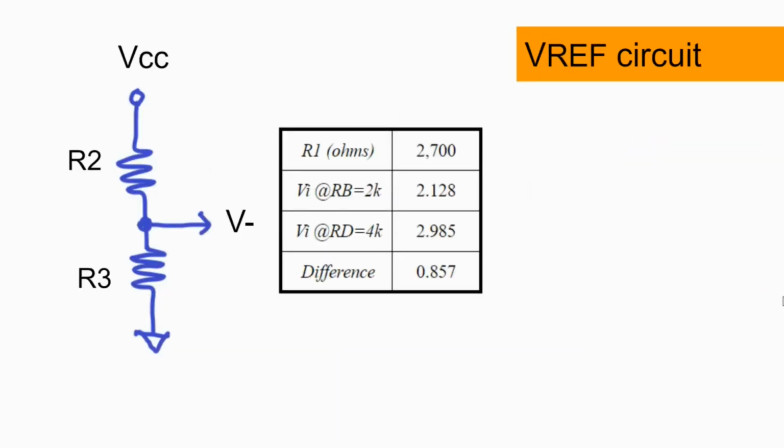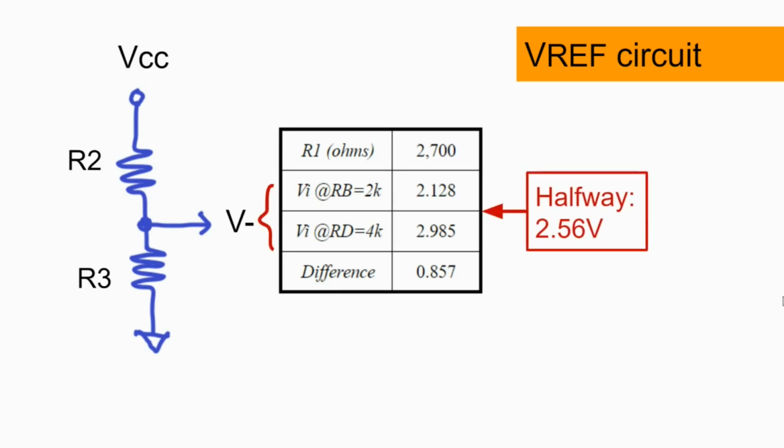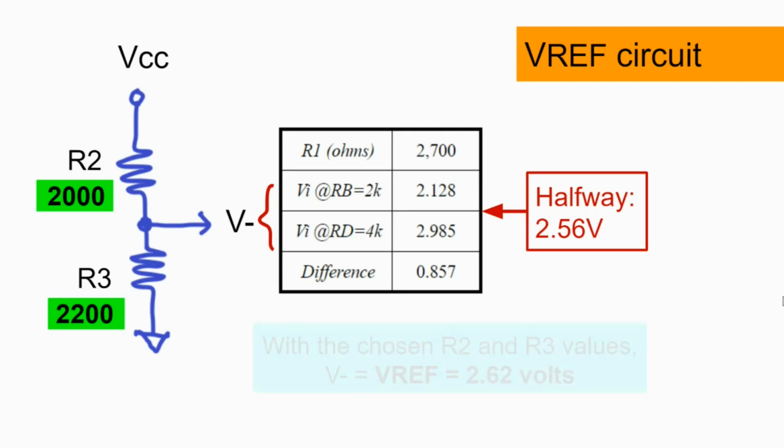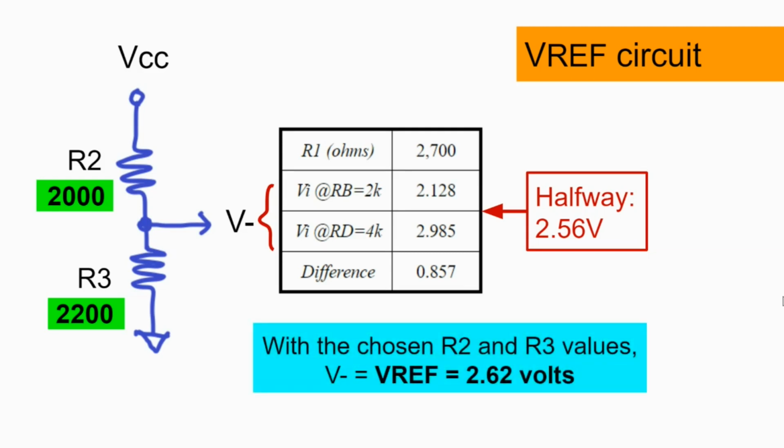Now based on R1 equals 2.7K, we see here the numbers for VID and VIB. To get a value for Vref, just choose something that is halfway between them, close to 2.56 volts. So the question now is, what are the values of R2 and R3 that will give us something close to 2.56 volts? It's a voltage divider circuit, and I picked R2 equals 2K and R3 equals 2.2K. This gives us Vref equals 2.62 volts, which is, I repeat, close enough. We are now done with the input stage.